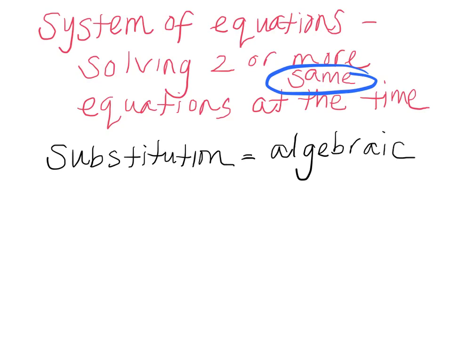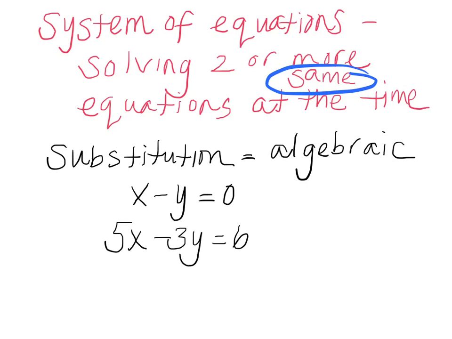So let's start with two equations. Let's look at x minus y equals 0 and 5x minus 3y equals 6. So our solutions to these two equations, because we have two equations and two unknown variables, we can use either a substitution method or graphing. So our solution is going to be where they intersect.